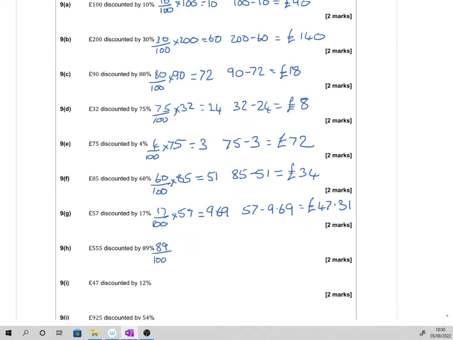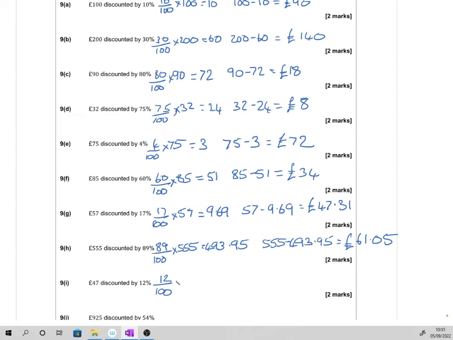89% of 555. These are a very unlikely discount, this, isn't it? Yeah. 89 divided by 100 times 555 equals 493.95. So then we're going to have 555 minus 493.95. The answer to that one is 61.05.